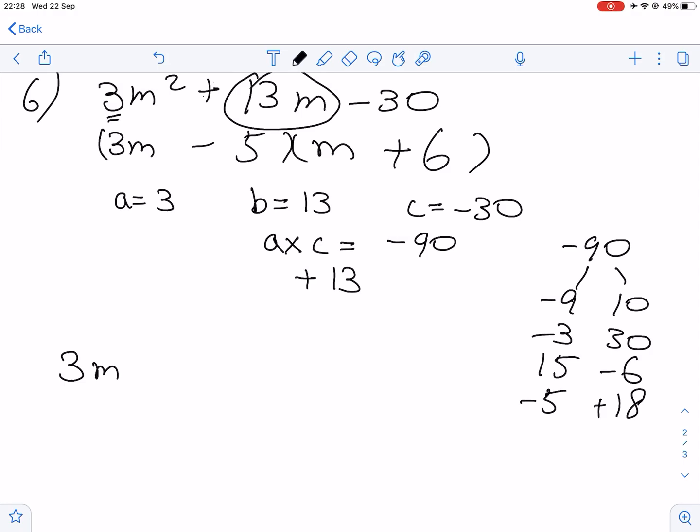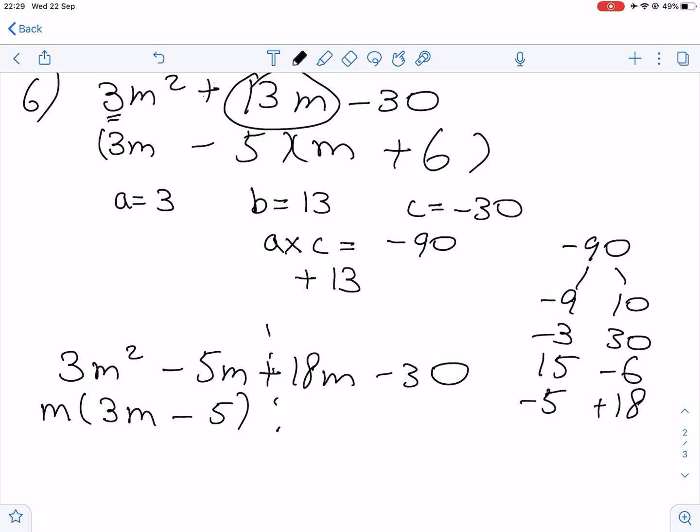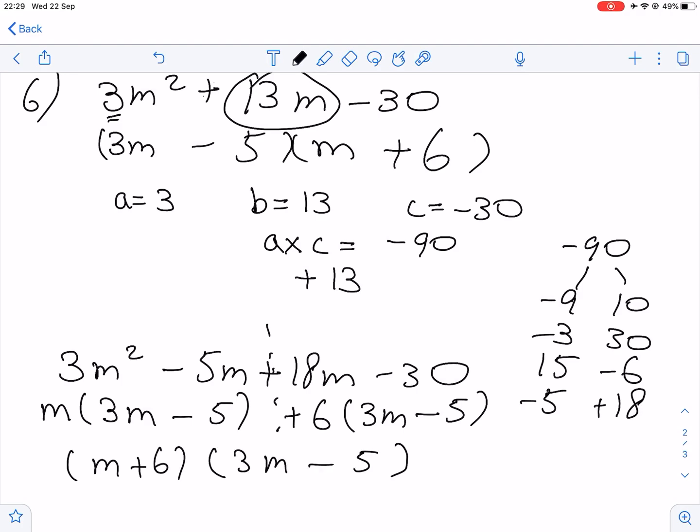So I have 3m squared minus 5m plus 18m minus 30. So remember, you split it into 2. Factorize the first part. I got m bracket 3m minus 5. And here I can take out 6. So 3m minus 5. So I have m plus 6 and 3m minus 5. So it works both ways.